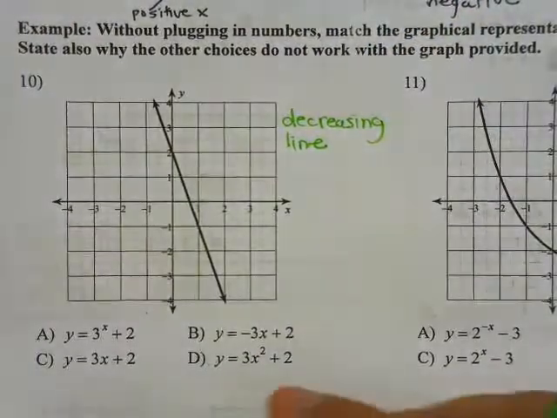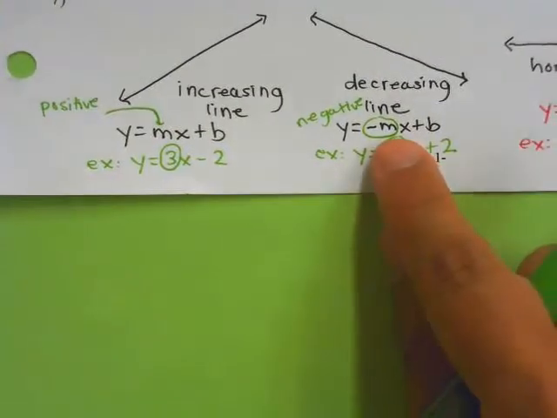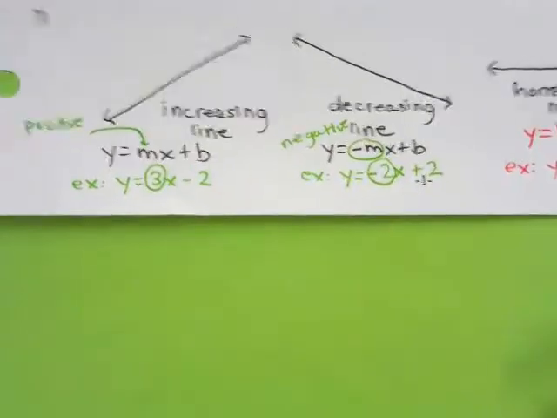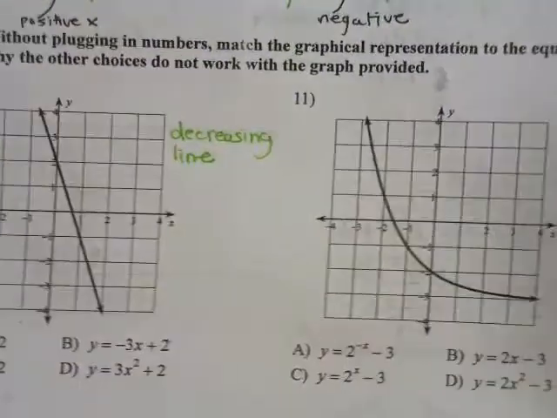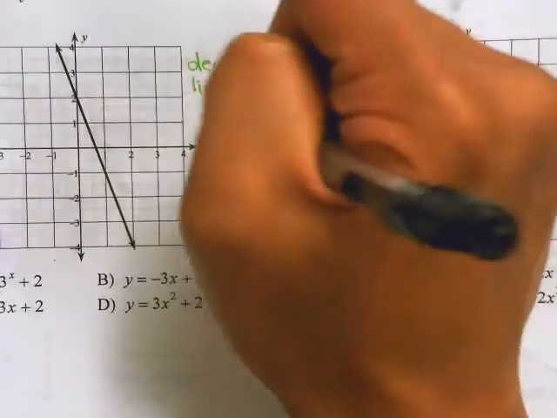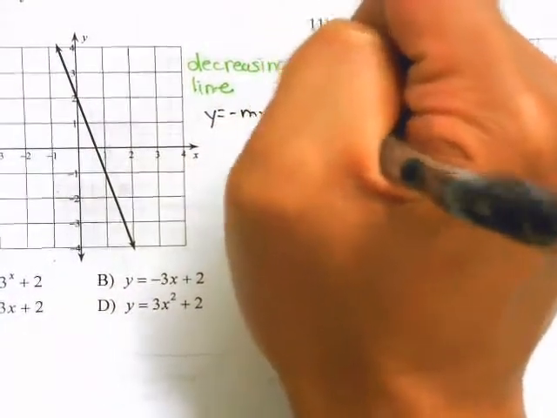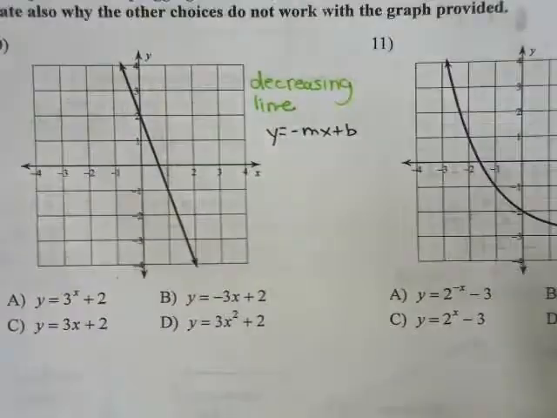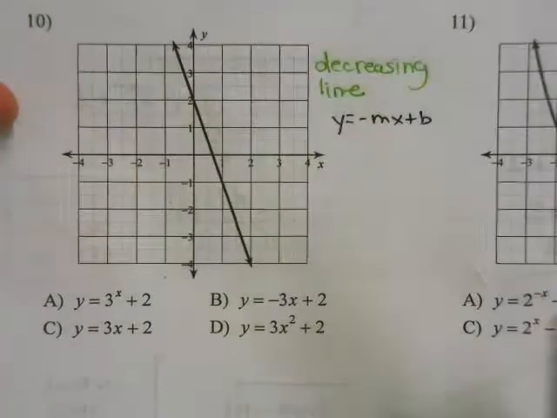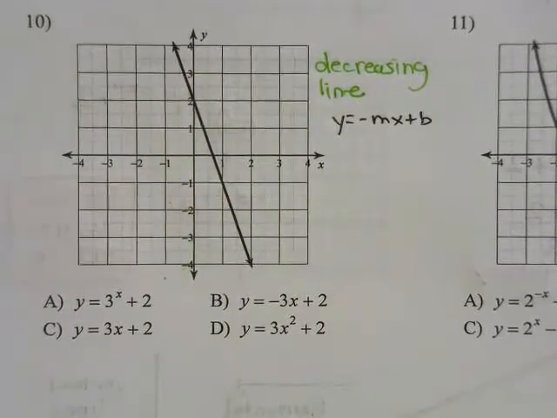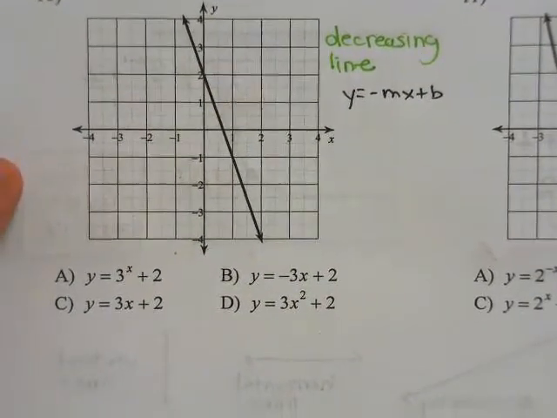Okay. Decreasing lines, if we take a look at our equation, it has a negative in front of the x. And I'm just going to write that down over here. y equals negative mx plus b. So we need to choose an equation that has some sort of structure like that.